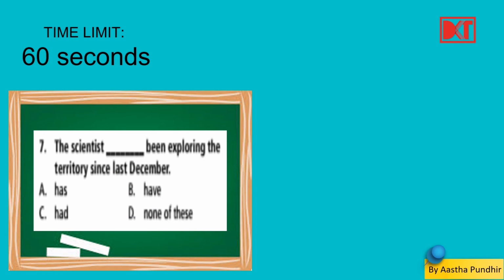Okay, now: the scientists dash been exploring the territory since last December. This question is similar to the last one. The scientists, this is third person singular. Third person singular के लिए we use has. And also we have here since last December. So perfect continuous use होगा. So that's why has been exploring. Alright.